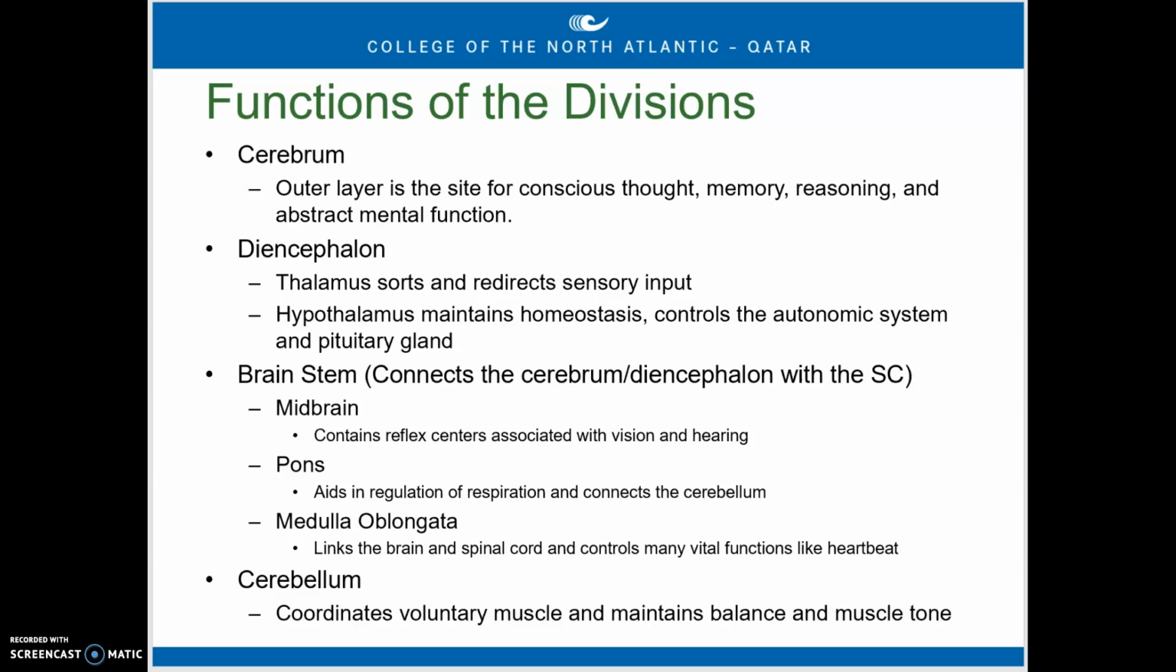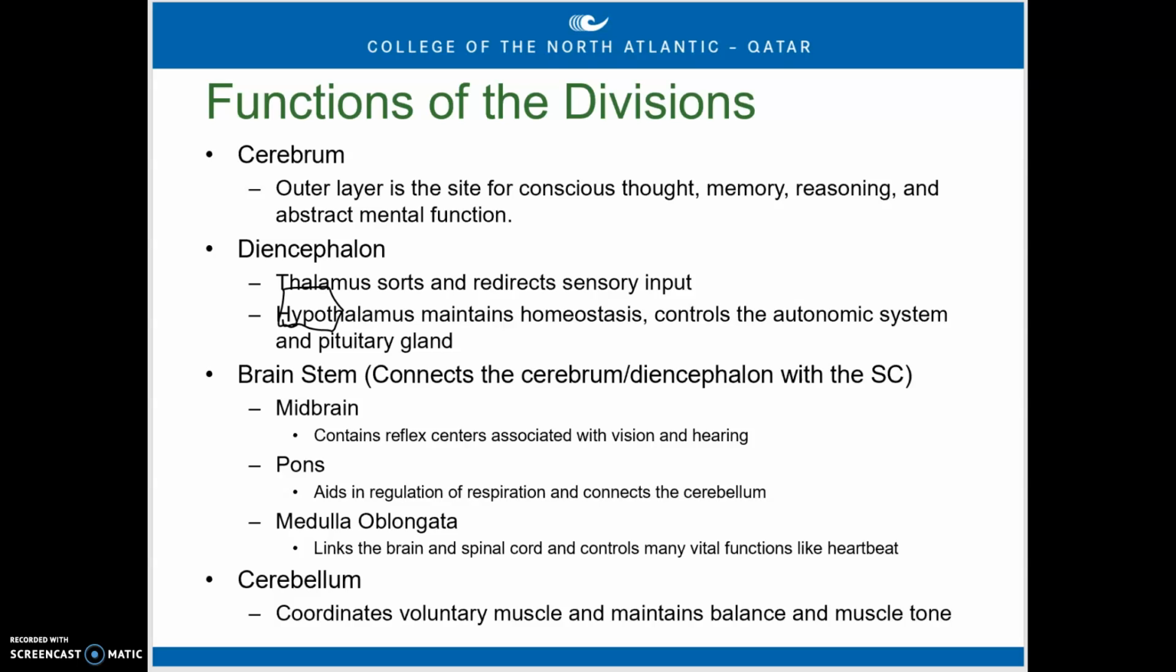Right below the thalamus, and the reason we know that is because hypo means below, so hypothalamus, under the thalamus, that structure is going to be responsible for maintaining homeostasis. It controls the autonomic nervous system, and it also controls the pituitary gland. So the hypothalamus has a far-reaching responsibility in terms of the endocrine system, the system that controls hormonal function in our body. And we're going to talk about that in the next unit.